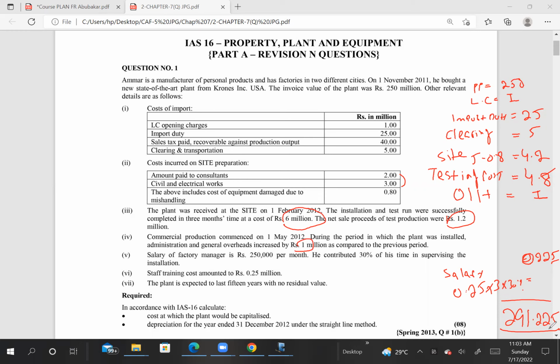Students, can you hear me? Are you there? Can you hear me? Is the voice clear?